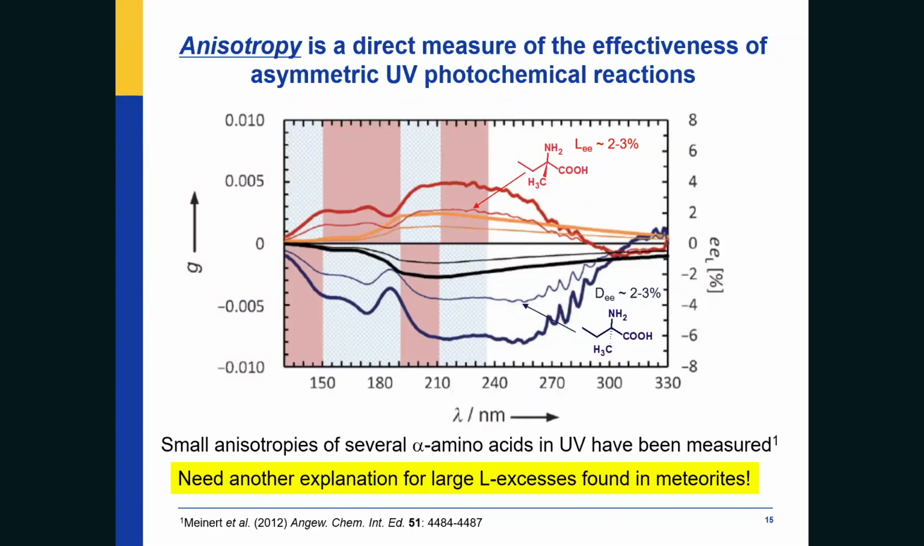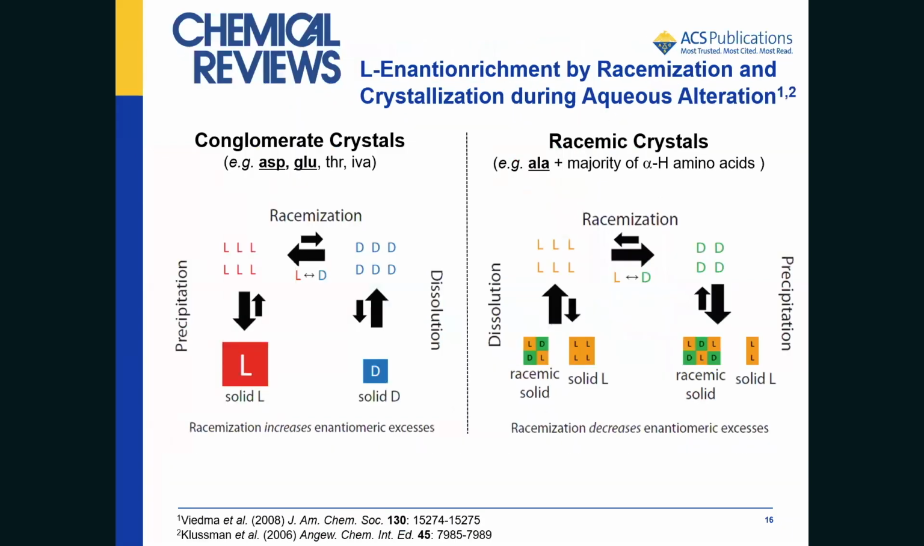So that's pretty interesting. But again, we need another explanation for the large L excesses, these 20 to 60% L excesses that we're seeing. And right now, the leading hypothesis for how this happened is basically amplification of those polarized light small excesses during aqueous alteration.